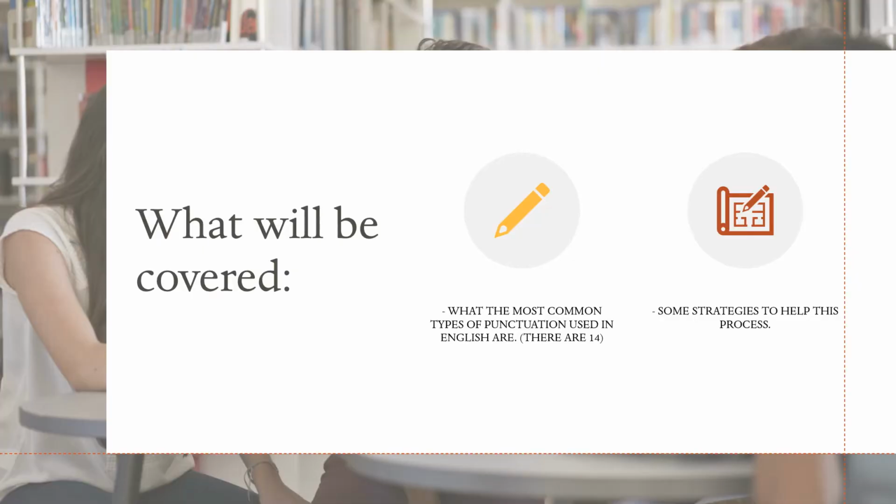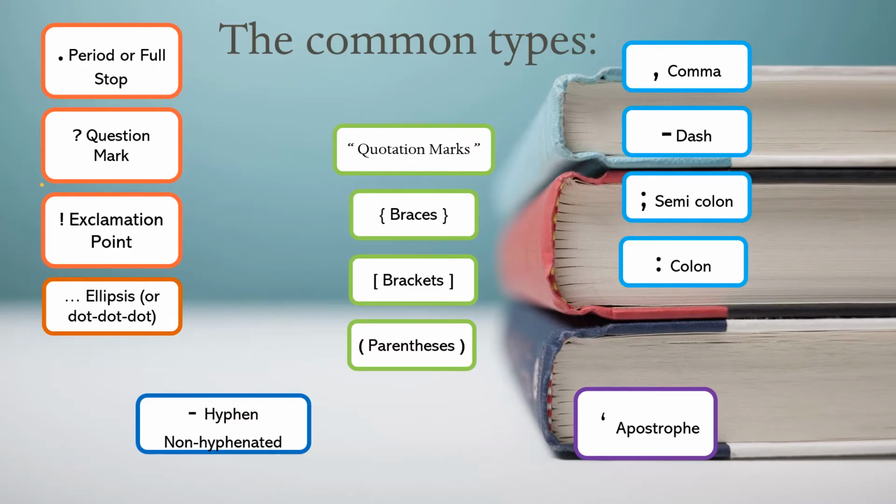In this video, we will be looking at what the most common types of punctuation used in English are, there are 14 of them, and some strategies to help this process, as well as what each punctuation element does, if you're already not aware. So these are the 14 most common types of punctuation in the English language.